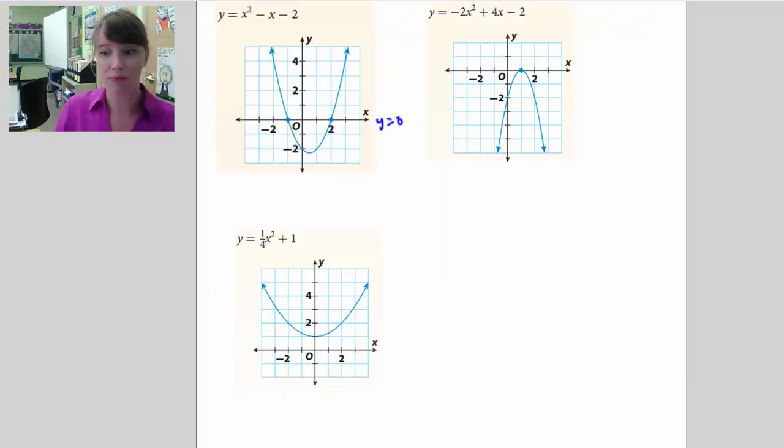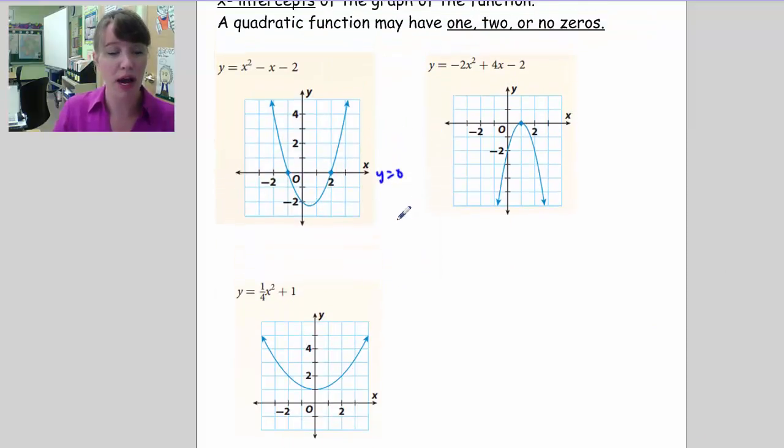The first one here has 2 zeros, or 2 x-intercepts. This next one just goes up to the x-axis and bounces on it, and then it comes back down, right? So it has 1. And then these have no x-intercepts. What I want you to recall from our conversation in class is that there are no real number x-intercepts, but there are imaginary values that are zeros for this function. And you'll talk about that in Algebra 2.